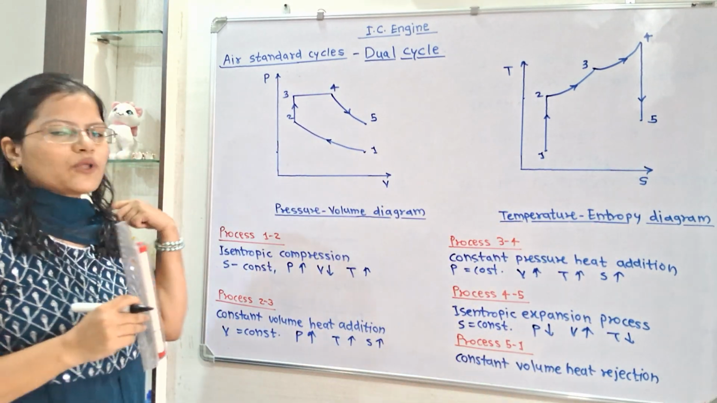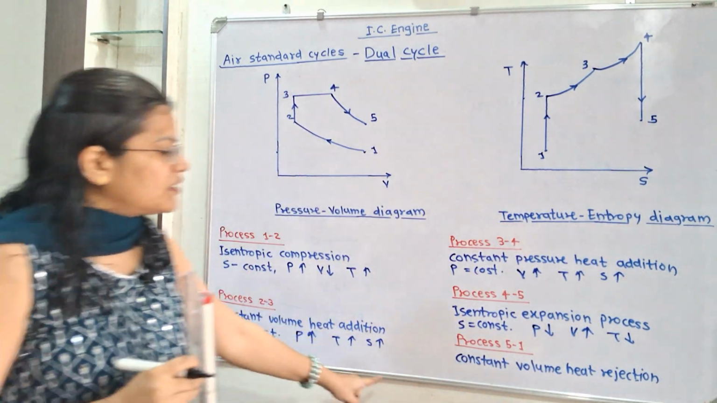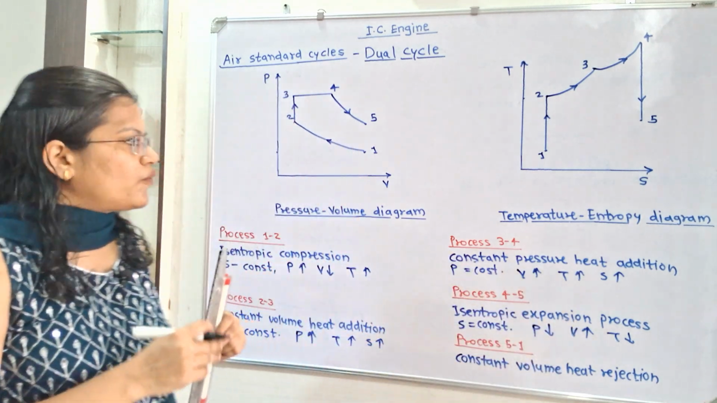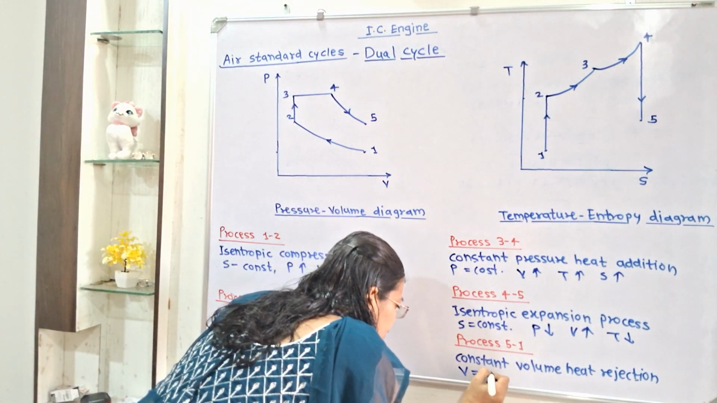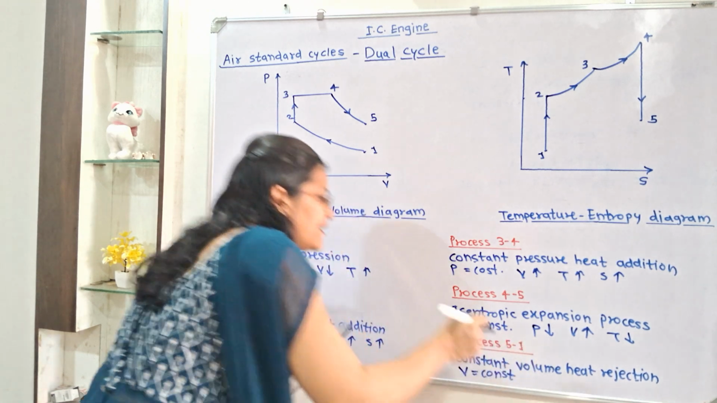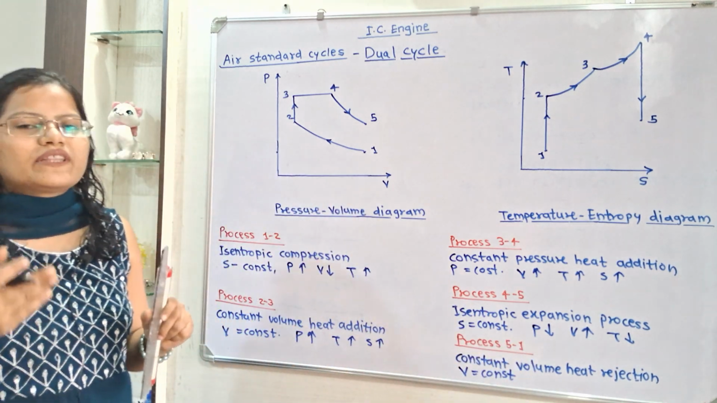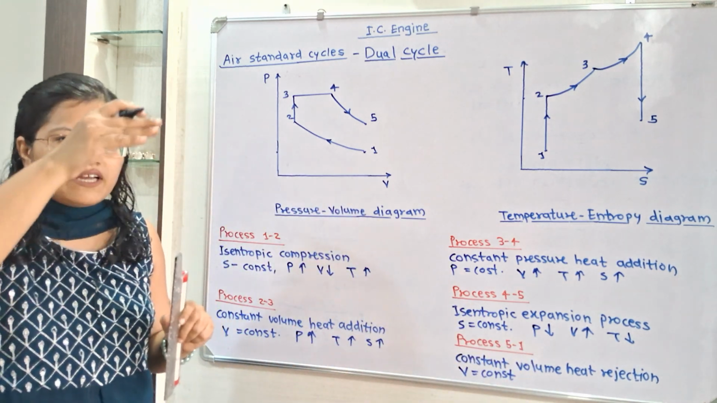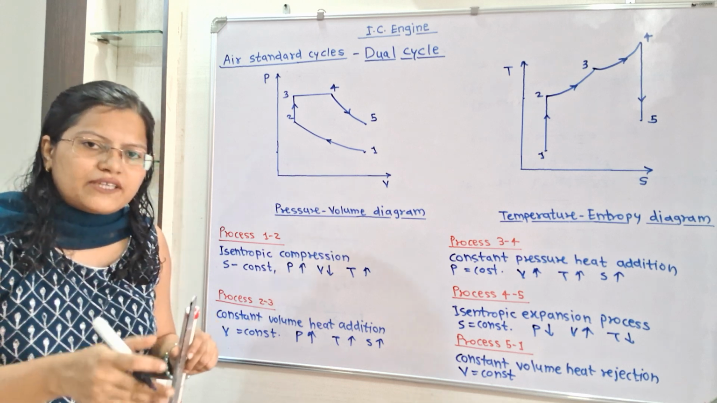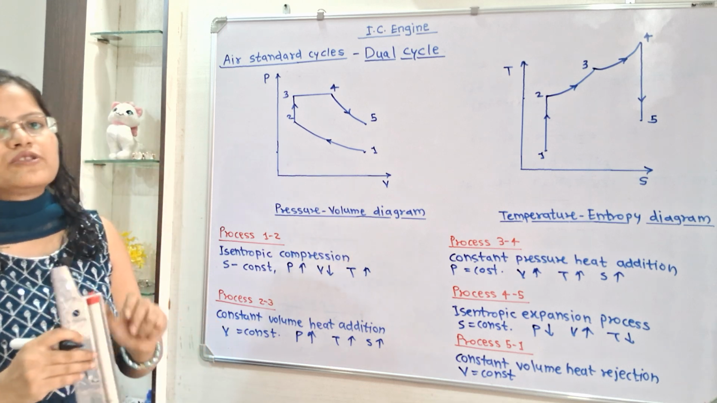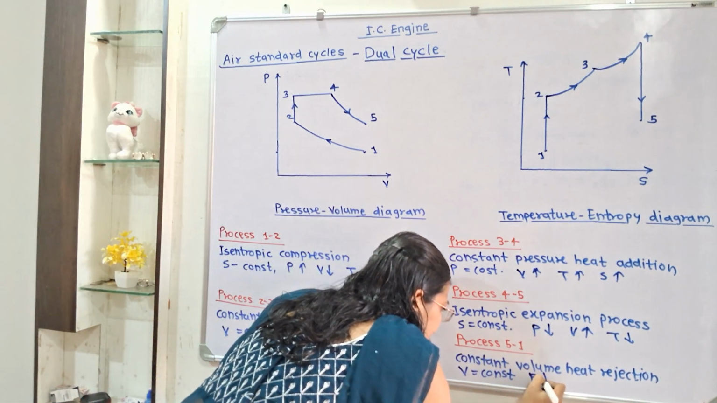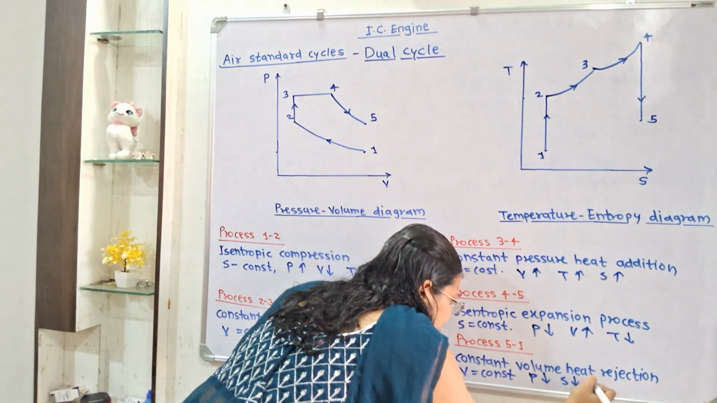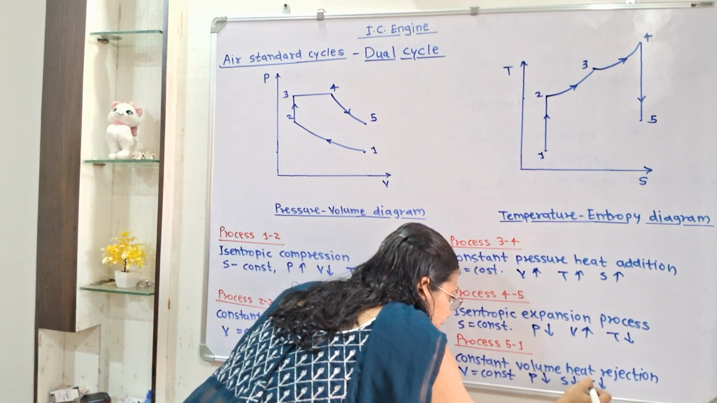Now we will move to the process 5 to 1. Constant volume heat rejection. So V will remain constant. And we know that due to the heat rejection, pressure decreases, temperature decreases and entropy will also decrease. So we have to show here P decreases, entropy decreases and T will also decrease.